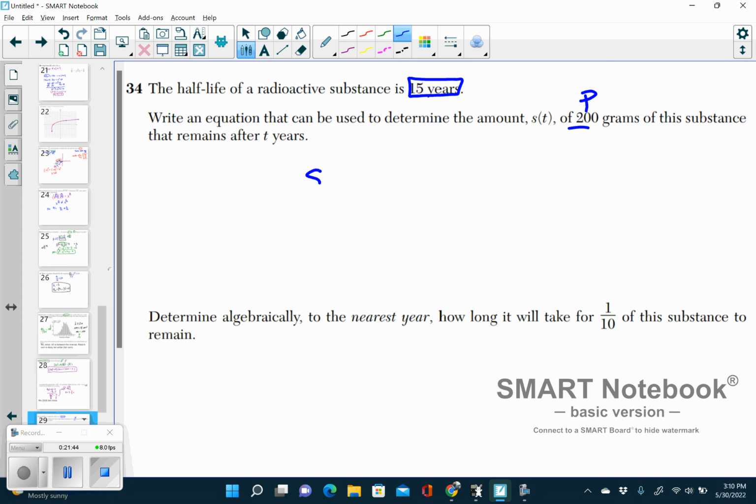So S of t is equal to 200, which is the amount that we're beginning with. It is a half-life, so our rate is going to be 1/2. And then it's going to be time, so it's going to be t, but the half-life is 15 years, so we're taking this t and we're dividing it by 15. Okay, because it becomes half the amount every 15 years, so you're taking the t and dividing it by 15.